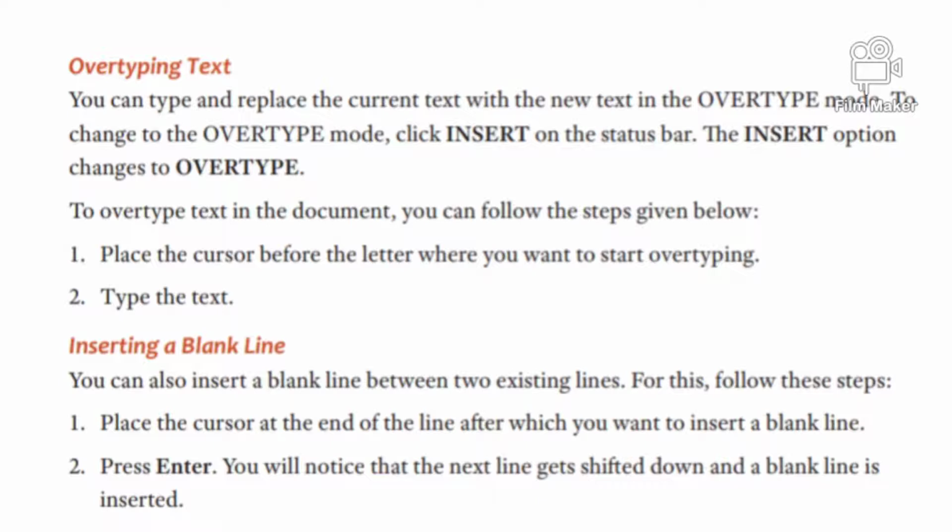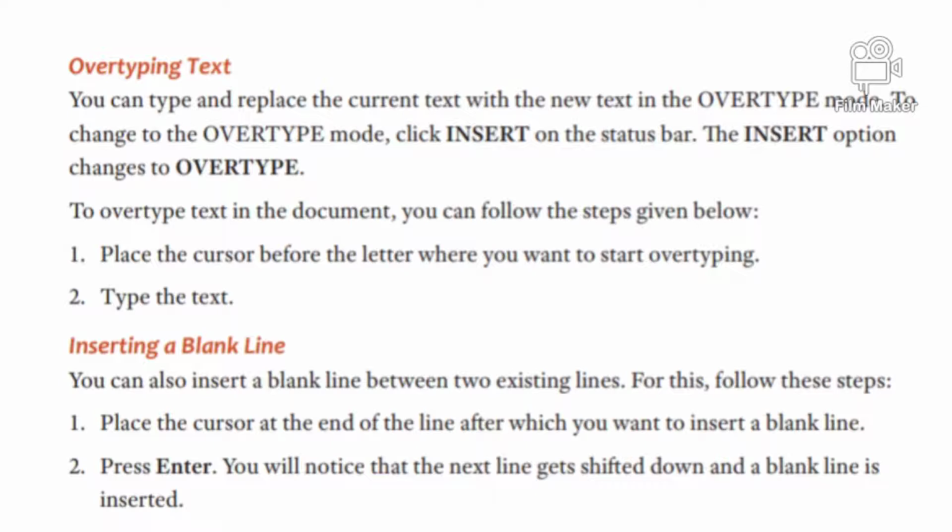So let's see step number 1. Place the cursor before the letter where you want to start overtyping. What you have to do? The most important point is step number 1. You have to give position to the cursor where you want to start overtyping. If you do not give the accurate position to the cursor, then the text is not going to be accurate. It is going to type somewhere else where the cursor is. So you have to give the proper, exact position to the cursor to type.